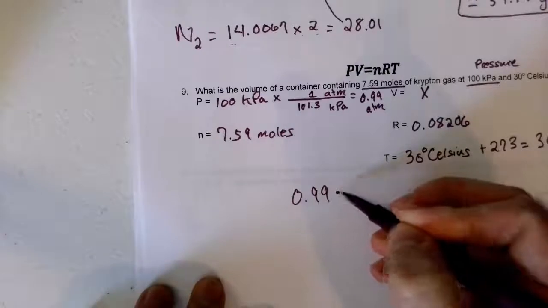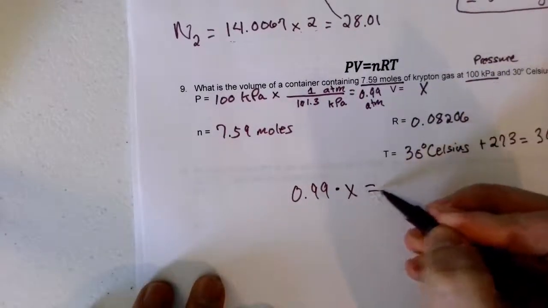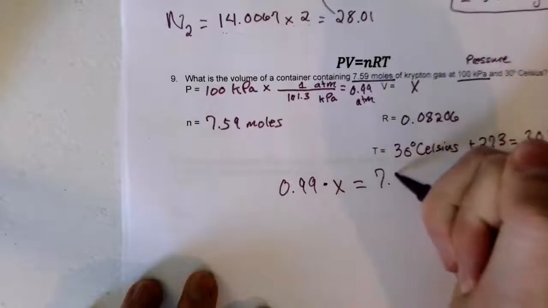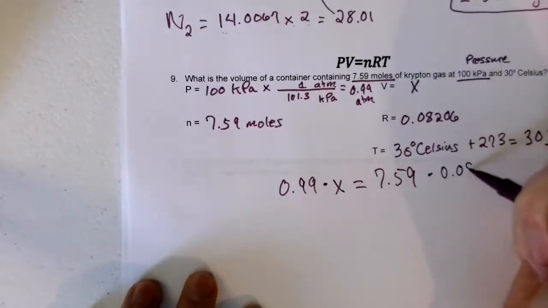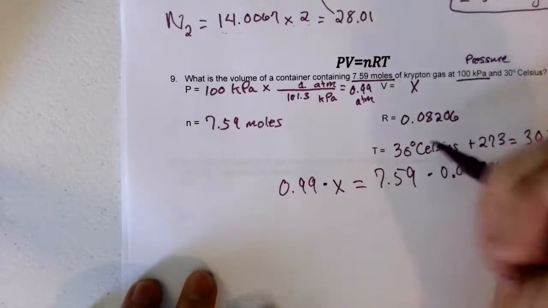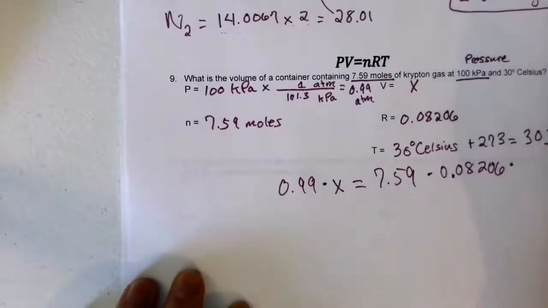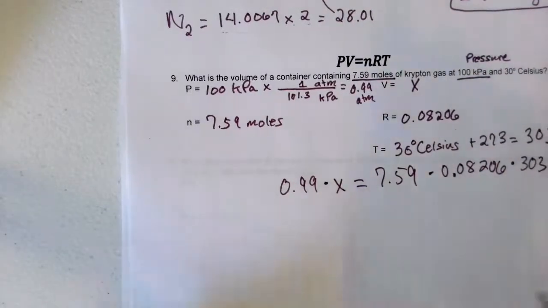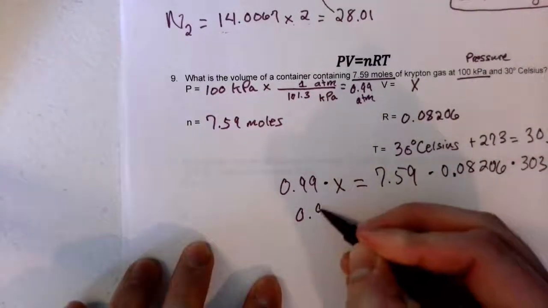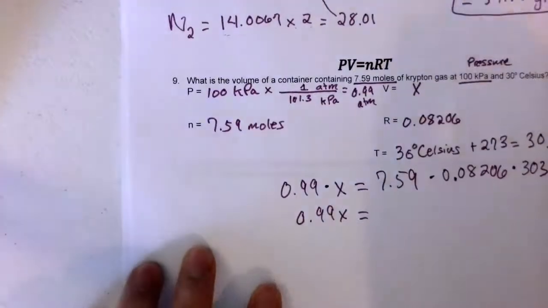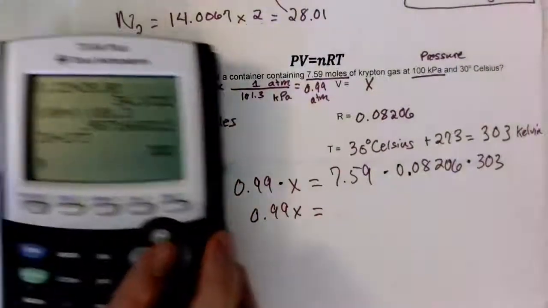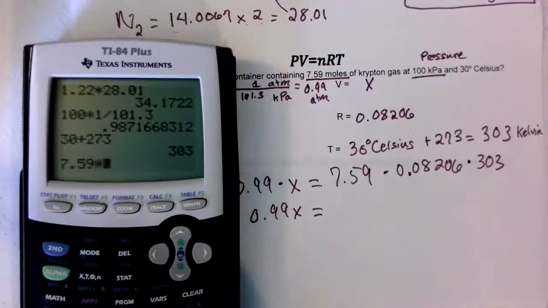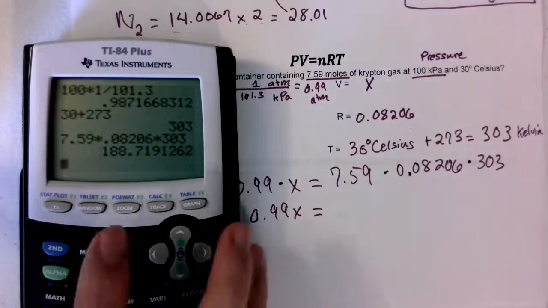So 0.99 times the volume, which is X, we don't know what it is. It's going to be equal to 7.59, because that's the N, times 0.08206, because that's the gas constant, that's the R, times the T, and it's going to be the Kelvin temperature, which is 303. Alright, so on this side we've just got 0.99 times X, or 0.99X. That's going to be equal to all three of these numbers multiplied together. So I'm going to do on my calculator 7.59 times 0.08206 times 303. Alright, and wow, that's a gigantic number.